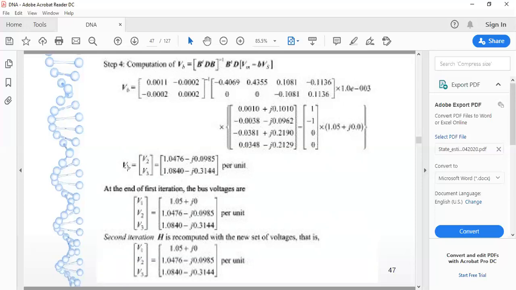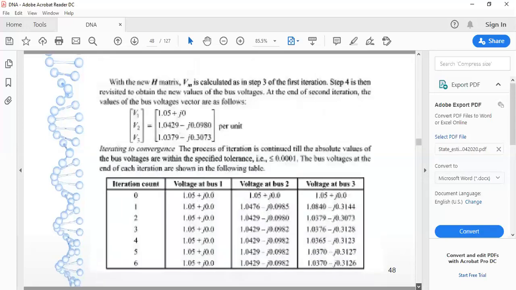So after this, we can determine the results. V1, the slack bus, is not going to alter its value, hence it is 1.05. V2 is equal to 1.0476 minus j0.0985. V3 is equal to 1.0840 minus j0.3144. So after the second iteration, if we provide the same thing, then once again we will derive a few values, and you see the variation is very minor. Over here, almost the same kind of value will be obtained. But in order to represent the effect of iteration count, we have carried out further iterations.